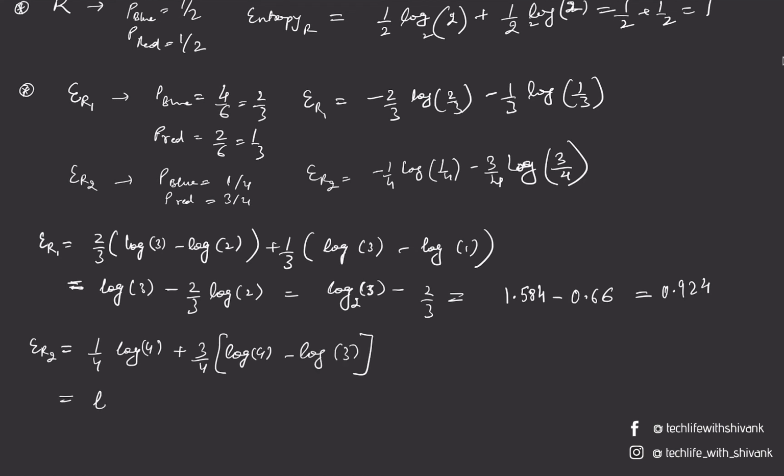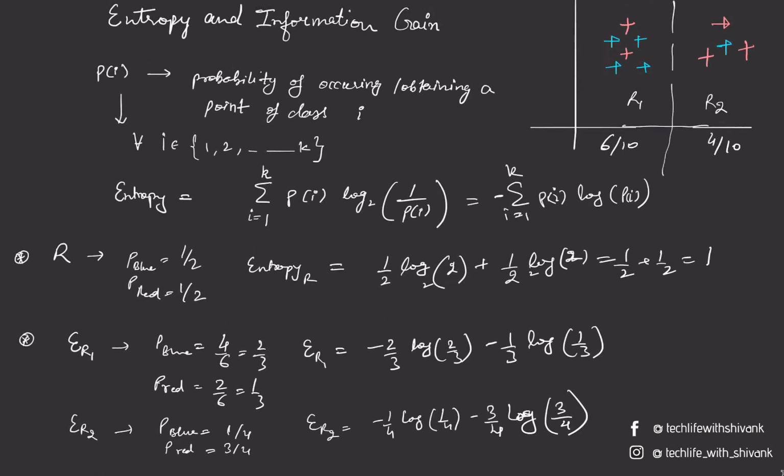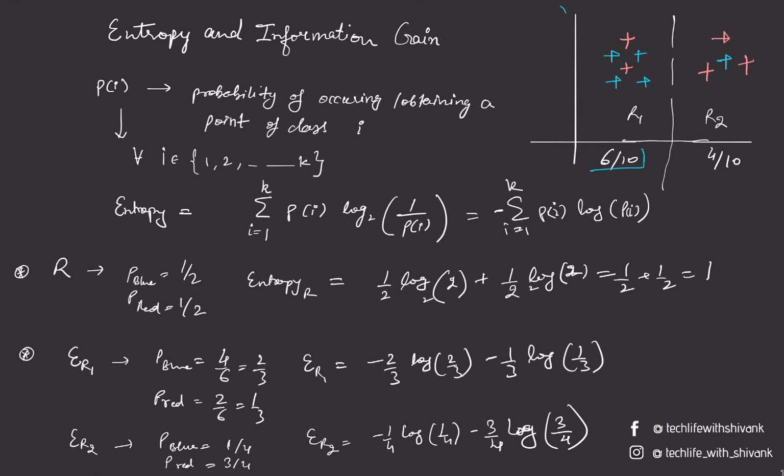So this means log of 4 minus 3 by 4 times log of 3, which is equal to 2 minus 3 by 4 times log of 3, which we just saw is 1.584. So this is equal to 2 minus 1.18, which is equal to 0.82. So now we know that region 1 contains 6 out of 10 data points and region 2 contains 4 out of 10 data points.